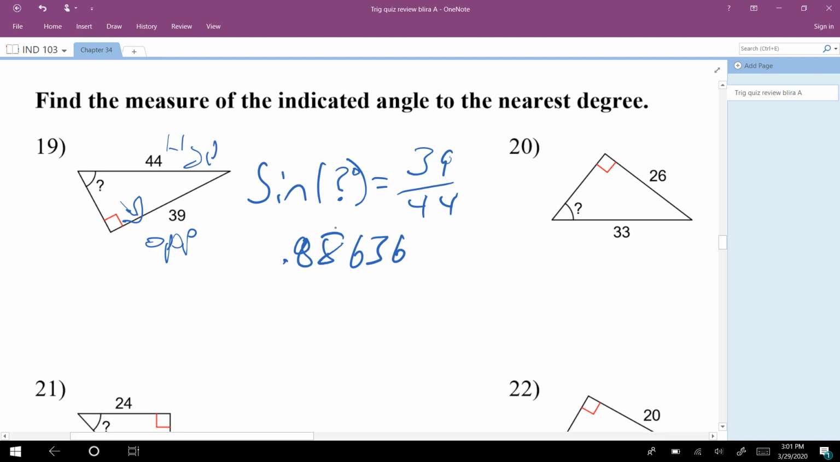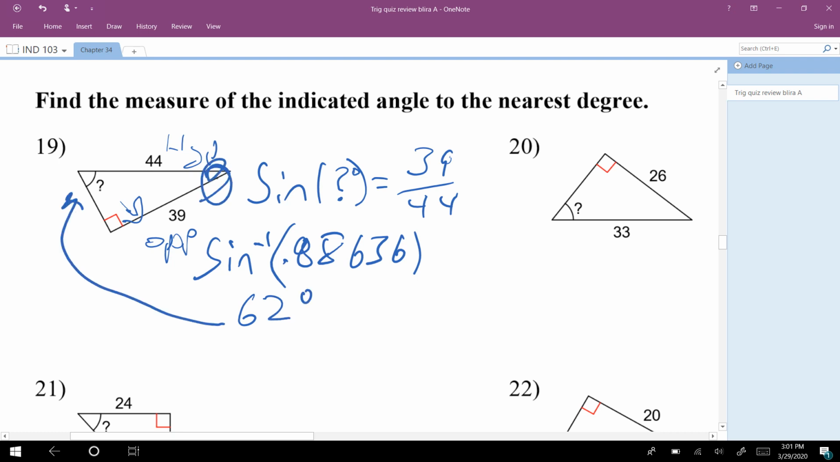We are going to take this number and we are going to arc sine it, okay? So now I'm going to do arc sine, put that in there. Now it comes up to 62 degrees to the nearest degree. Okay, so that is now 62 degrees. Then you can find that third one super easy.